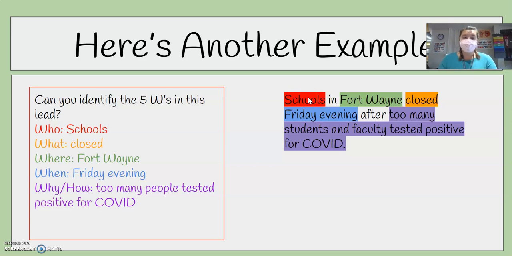Here's what you are going to do. You are going to leave this video and go back to the Google Doc or the Google slide. You are going to be given an example, and you're going to do what I just did. Find the 5 W's in that lead. Identify the who, what, where, when, and why of a lead.